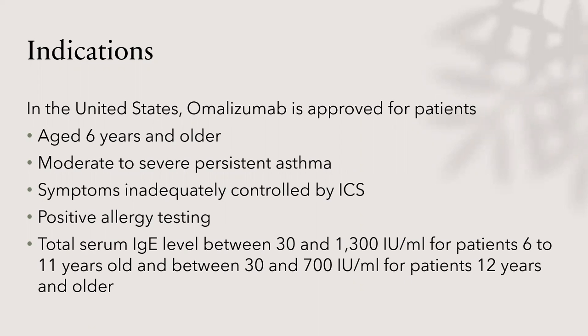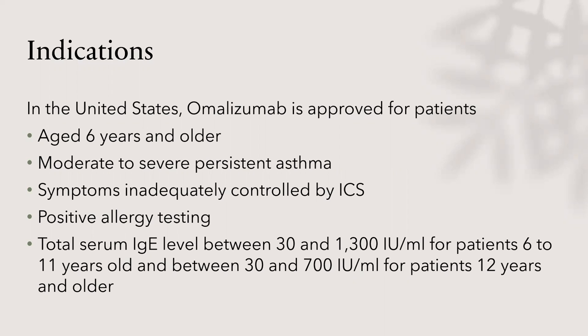They must have moderate to severe persistent asthma with symptoms that are inadequately controlled by the inhaled corticosteroid, and they have to have a positive allergy test. In our patient, they were allergic to house dust mites. For patients 6 to 12, the IgE level you're looking for is 30 to 1300. And above 12, it's 30 to 700. Those are basically the hard endpoints that you want to use when identifying a patient for omalizumab in the clinic.